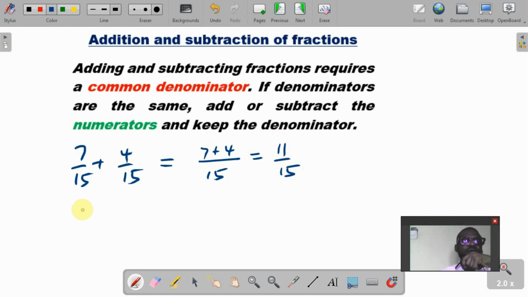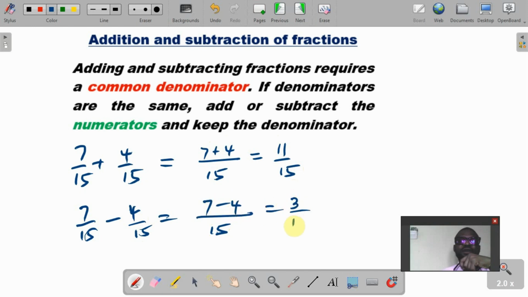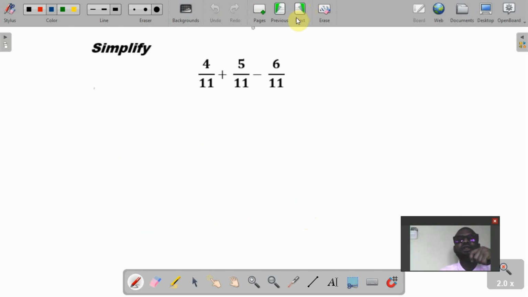The same with subtraction. If I have 7 over 15 minus 4 over 15, the denominator must be the same, 15. Then I will say 7 minus 4, and I will have 3 over 15. So the denominator must be the same. Now let's take a look at the question.